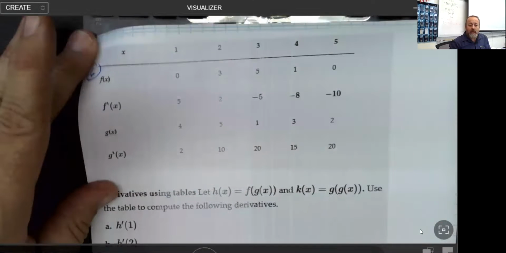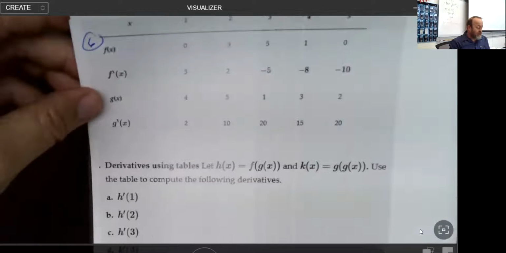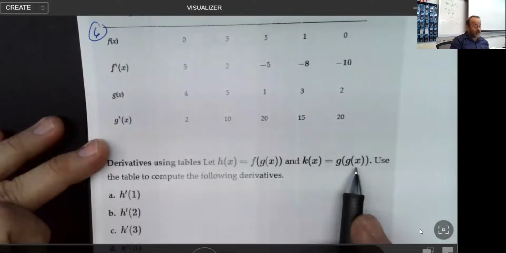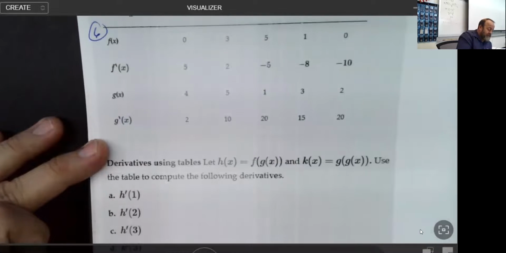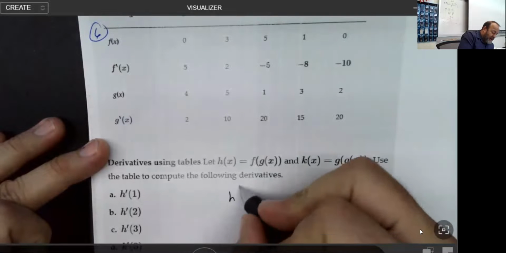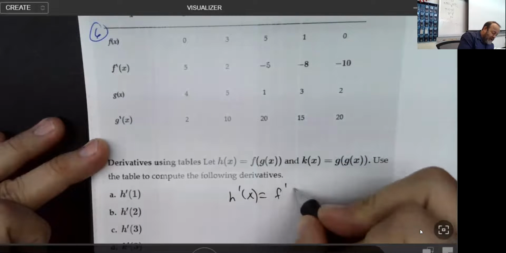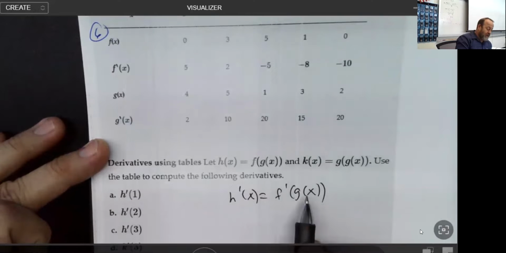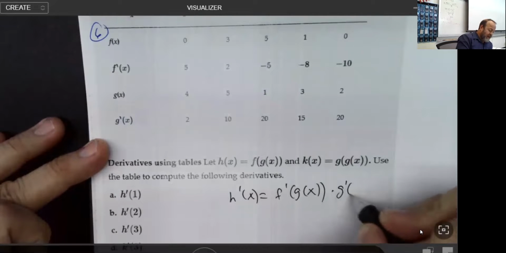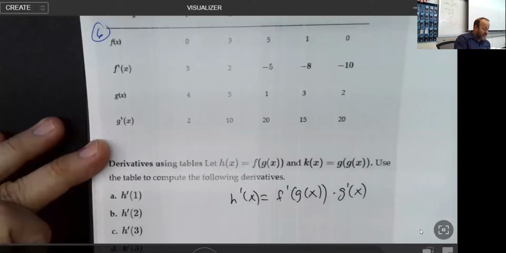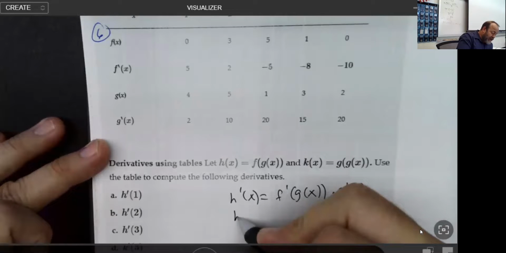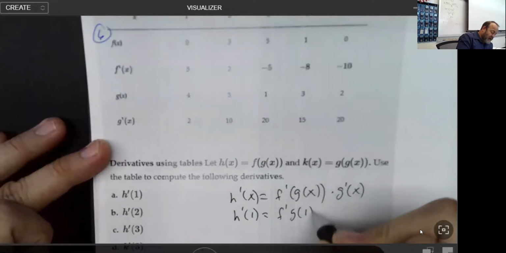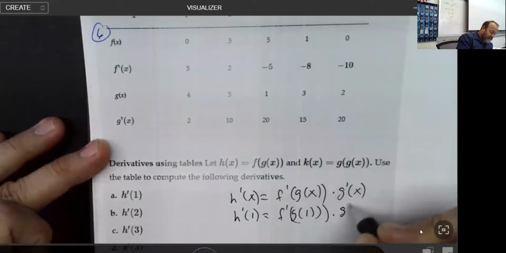But we're going to try to analyze these derivatives at these various points. So notice that h is f of g. K is actually g of g, which is a little interesting. So h prime of x, from our last video and also from class, is the derivative of the outer function multiplied by the derivative of that inner function, then evaluated at the given number. So h prime of 1 would be f prime of g of 1 multiplied by g prime of 1.